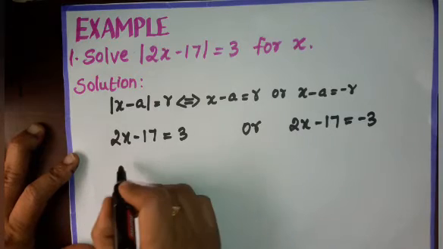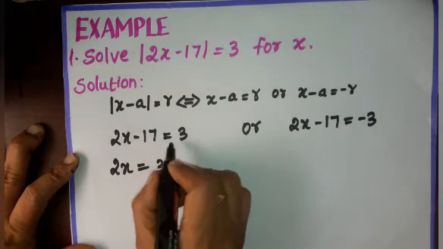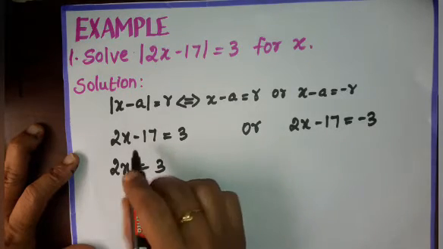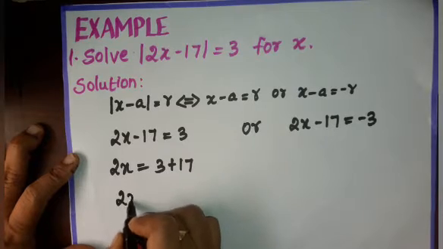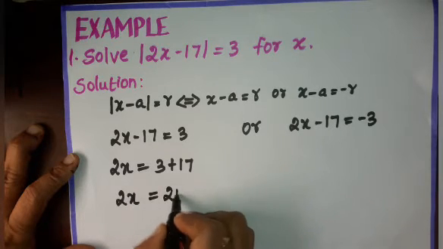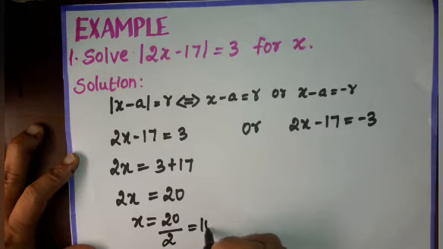First we will solve this equation. 2x equal to 3. Bring this 17 to the right side. So minus 17 will become plus 17. 2x equal to 3 plus 17 is 20. Then x equal to 20 by 2. 20 by 2 is 10.